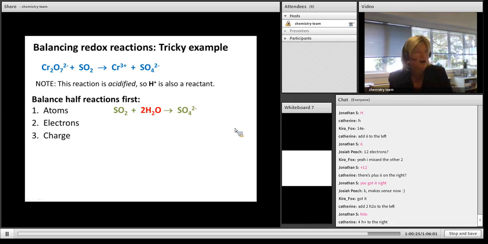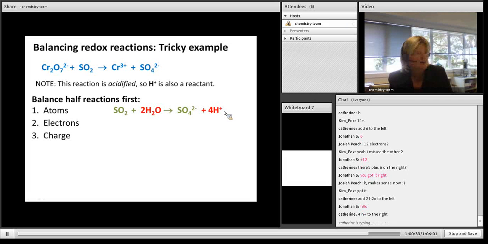So 4 hydrogens to the right. Yep, because I've got 4 hydrogens on the left-hand side, so 4 to the right. Now I've got to do my electrons, because my atoms are now balanced. I've got to make the charge on this side equal to the charge on that side. So if this is 0, neutral plus neutral, 0, I've got to make this total charge 0.